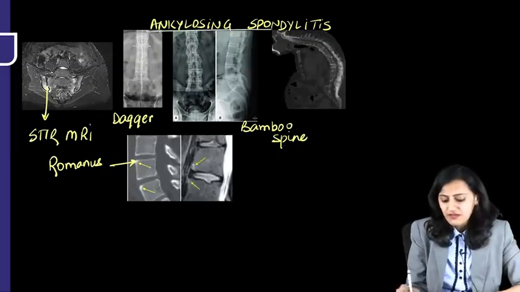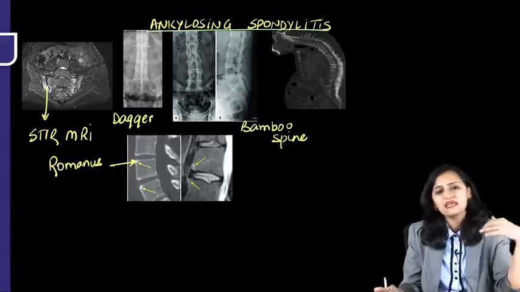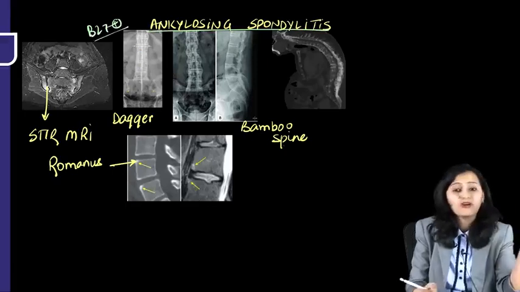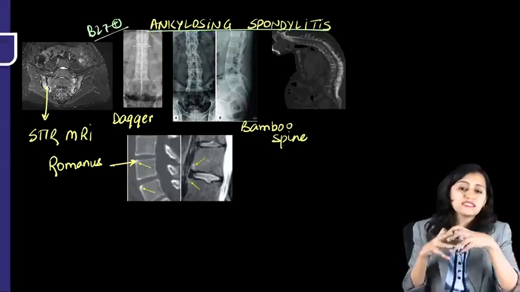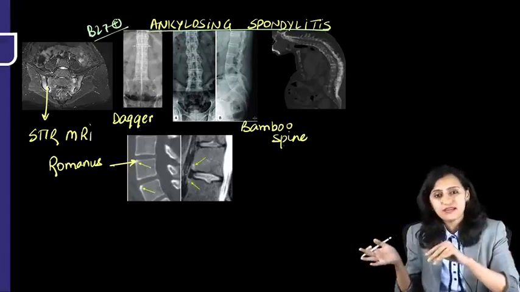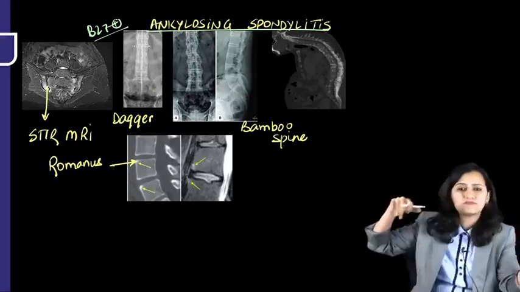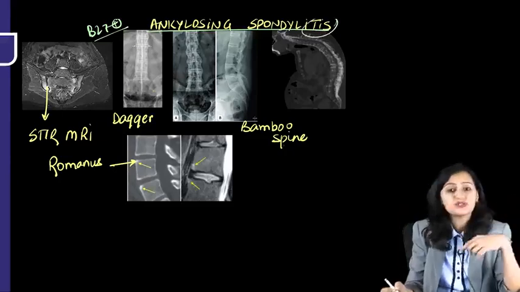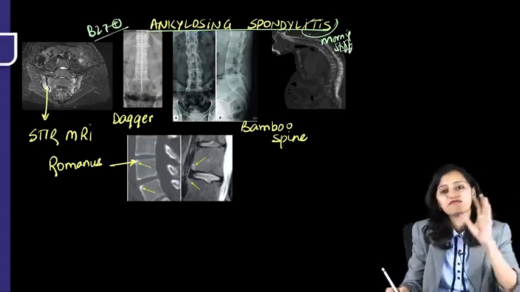Next one, coming to a very favorite with the examiners, that is ankylosing spondylitis. A young male with low back ache, HLA-B27 positive. Think of ankylosing spondylitis. Ankylosing means fusion. Spondylitis means the spine inflammation. So the entire spine gets fused, including the anterior, the posterior, everything. And spondylitis is inflammation, so it is an inflammatory arthritis. So it will have the feature of morning stiffness. Morning stiffness indicates inflammatory arthritis.